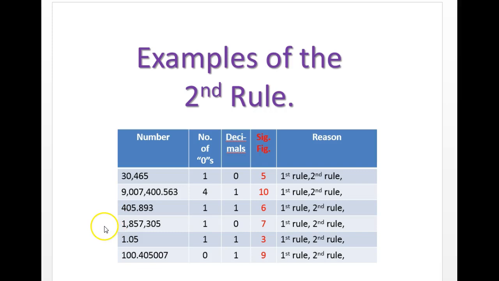In this example, the same thing. We have 1, 2, 3, 4, 5, 6: six numbers and one zero, and that zero comes between two numbers. So we have seven significant figures.